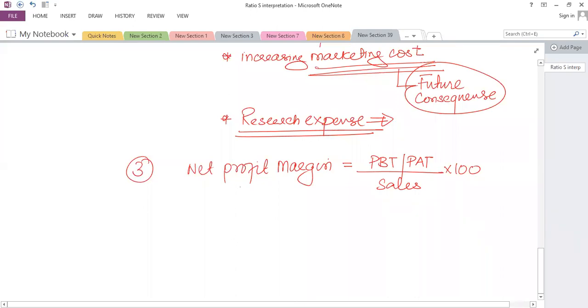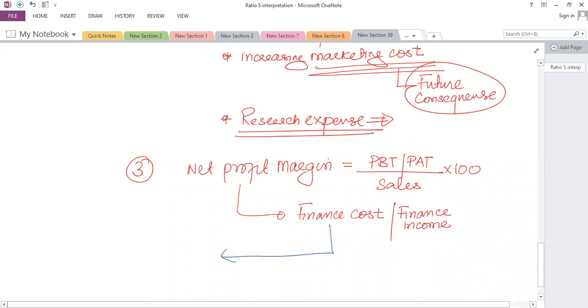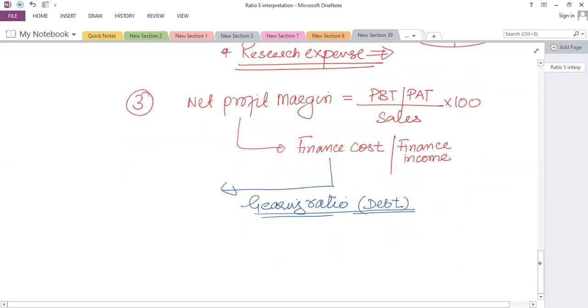Here, if there is any fall or increase in the ratio, if there is a decrease in profit margin, then obviously the main culprit is your finance cost or your finance income, because after operating profit, the leftover is your finance cost or finance income. Now, if you have to discuss why there is a change in finance cost, you have to connect it with your gearing ratio. You have to see in the question what our debt position is, and what change we have in the current year from the last year.